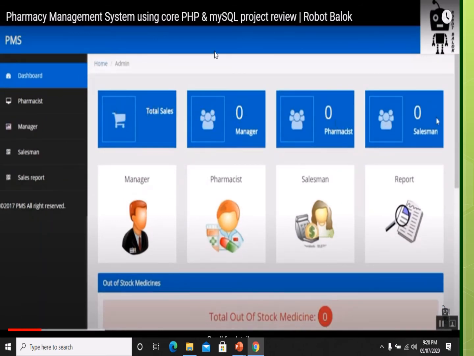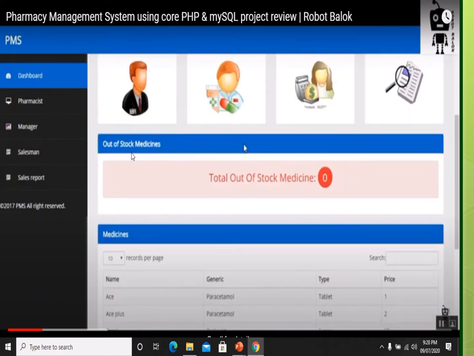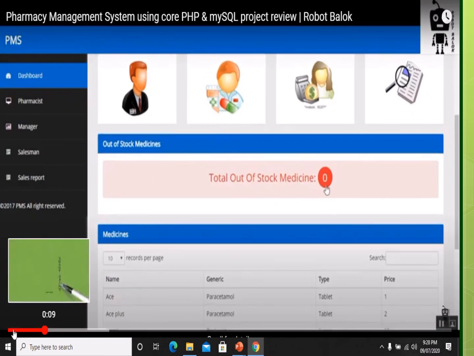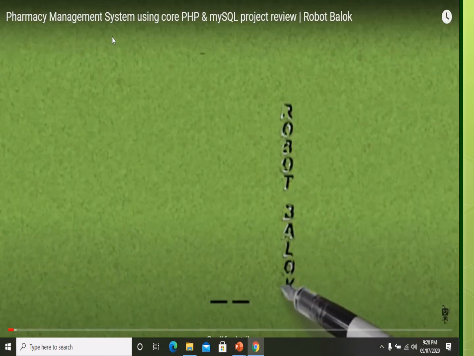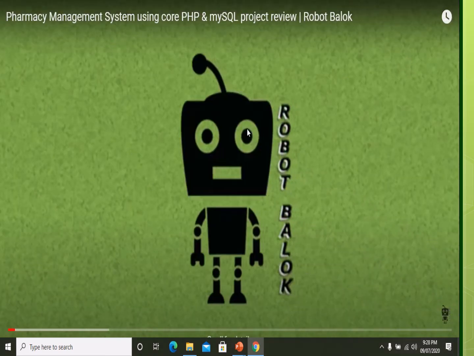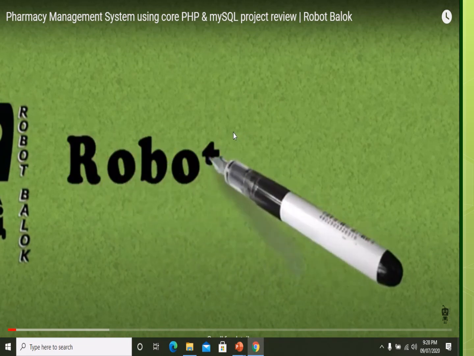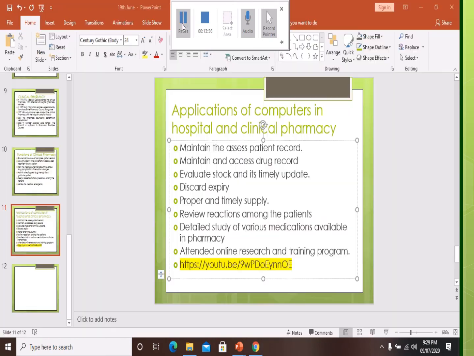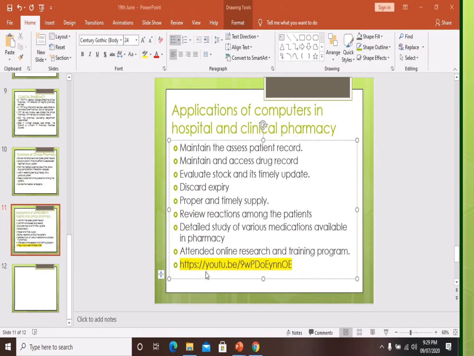So this is the complete structure of the pharmacy database management system, and this is the application that was created by PMS. I will share this link with you, and you can watch it when you are free. You can type this link in YouTube, and you will get a video there, and you will get a clear idea about the pharmacy management system in a hospital or clinical pharmacy. Whatever pharmacy it is, it will be applicable for you.